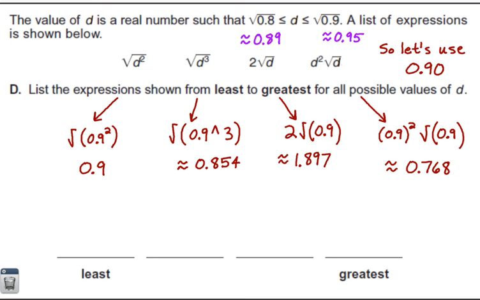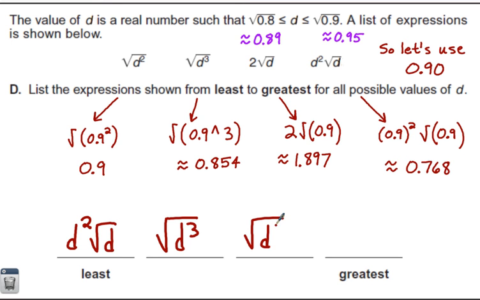So let's see if I can do this. What do you think? What would be the least? I say D squared times the square root of D, followed by the square root of D to the third, square root of all of that, followed by the square root of D squared, and the largest one in this case for these types of D values should have been that.